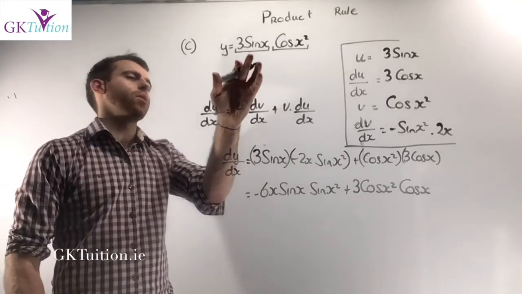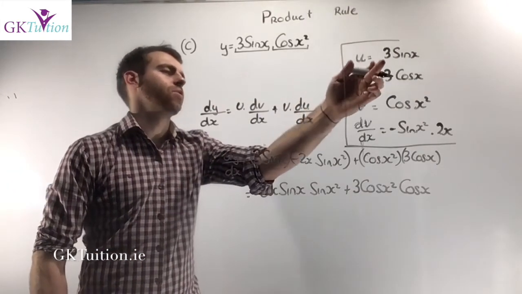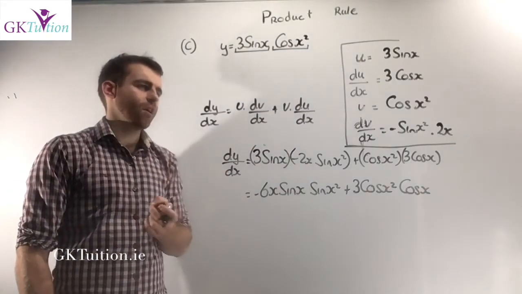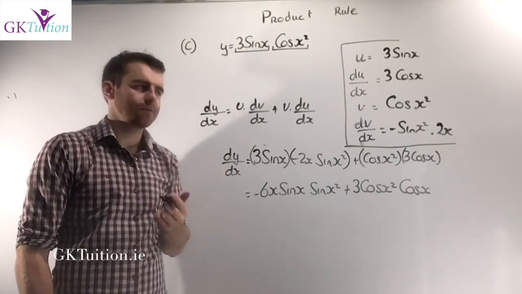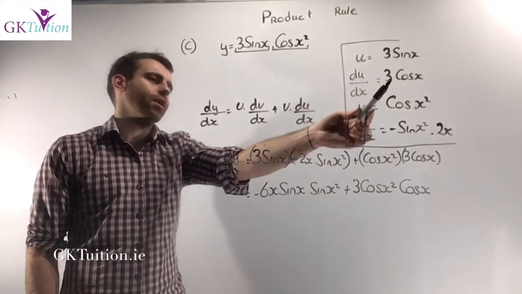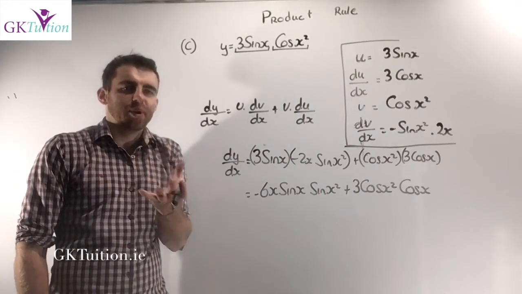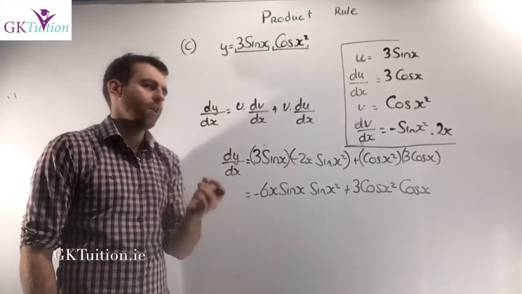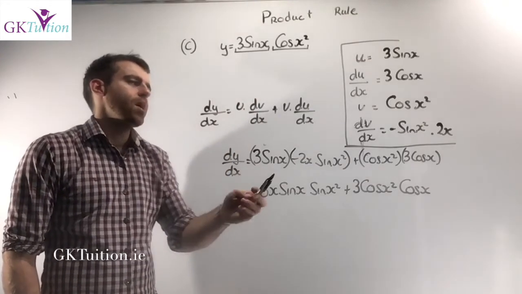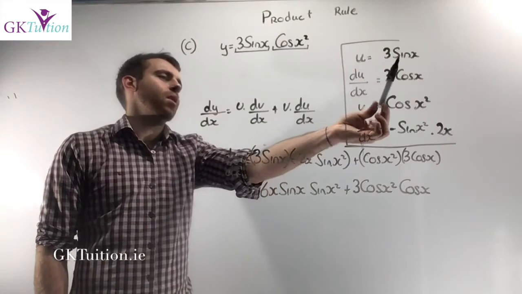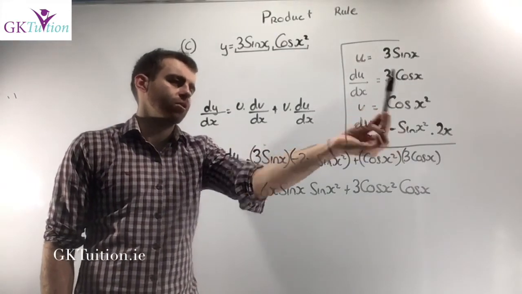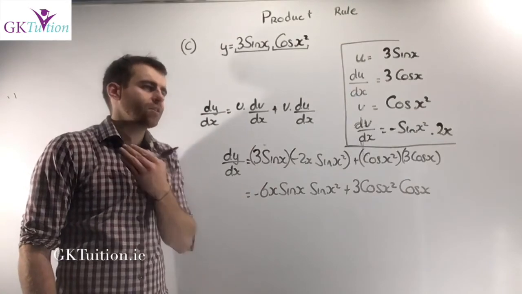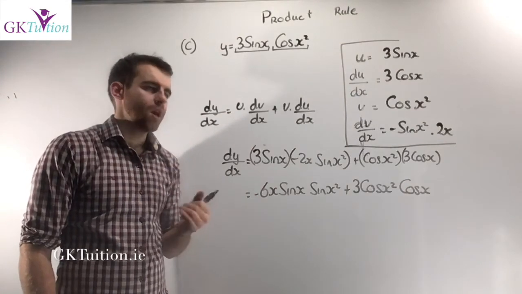So the first one I'm going to call u. U in this case is 3 sine x. To get the derivative of 3 sine x, I want to get du dx. There's a coefficient of 3, and as always, the coefficient is basically irrelevant. It's there in the original question, it's there in the derivative. So just take down the 3, and then according to the maths tables, the derivative of sine of an angle is just cos of that angle. So sine x becomes cos x, and du dx is just 3 cos x.